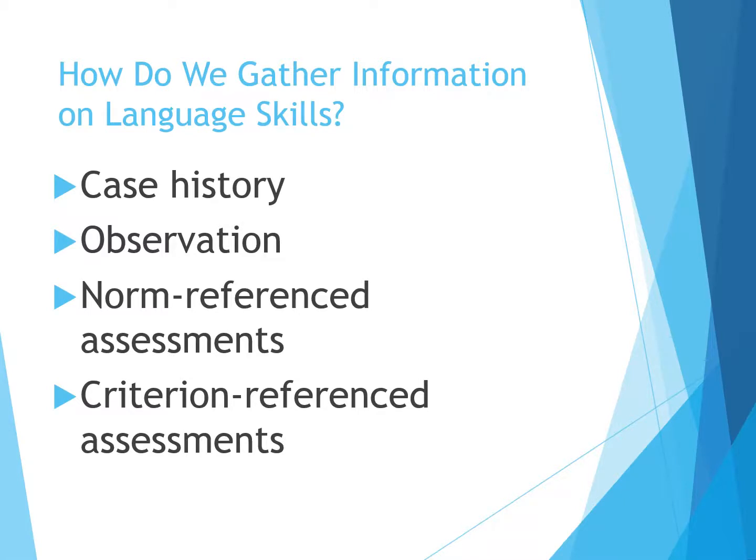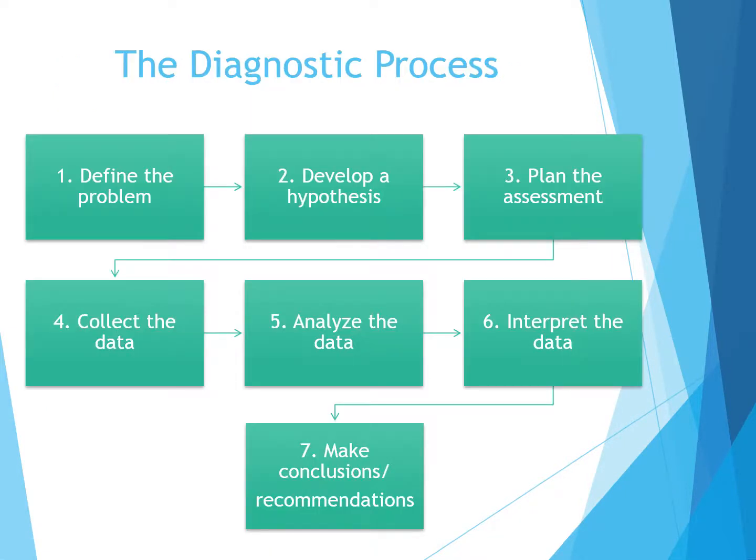Remember from your clinical methods class that norm reference assessments are ones that compare the child to a norm. They usually have a stimulus manual in which you ask the child to point to pictures or expressively answer questions. Criterion reference assessments look to see if the child meets certain criteria. It does not compare the child to other children. We will talk about some more examples of each a little bit later.